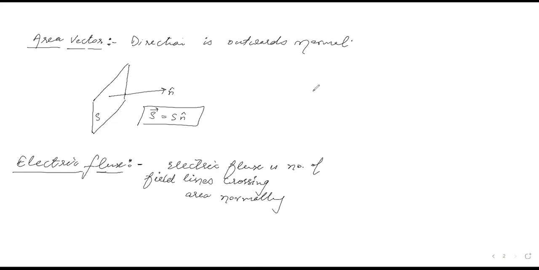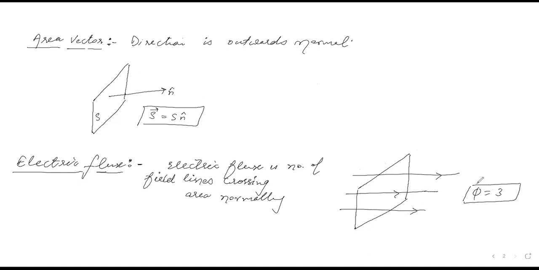Are you clear or not? Suppose that you have an area like this. Then the total number of lines passing is 3. Then you can say that the flux of this area is 3. Are you clear or not? So electric flux is the measure of the number of field lines crossing perpendicularly, or you can say crossing normally. Are you clear or not? Note it down, please.